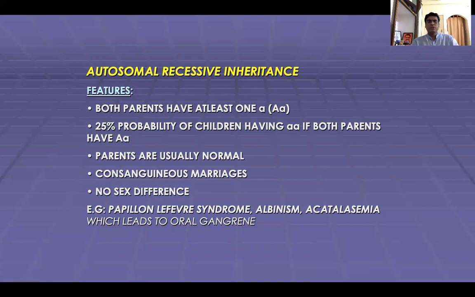So parents are usually normal because it will not be expressed in them because of the heterozygous state, whereas children with the both small a combination will show the features. It is usually because of consanguineous marriages, and no sex difference will be seen in the expression. Examples are Papillon-Lefevre syndrome, albinism, and acatalasemia, which leads to oral gangrene.